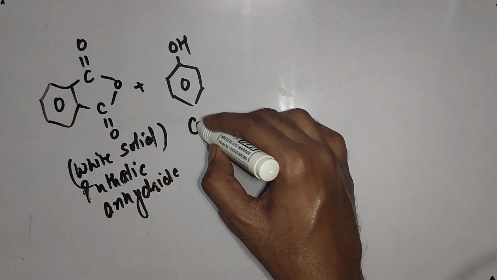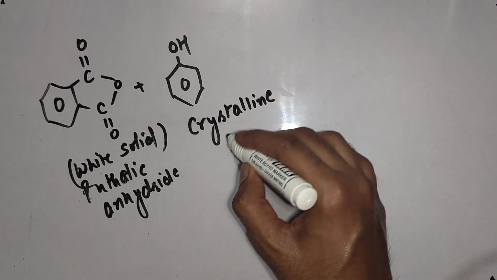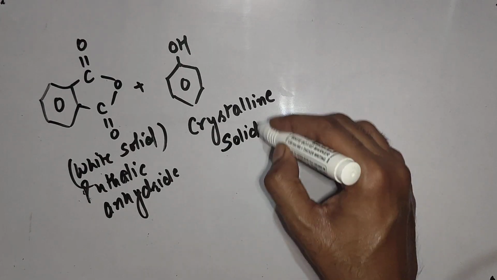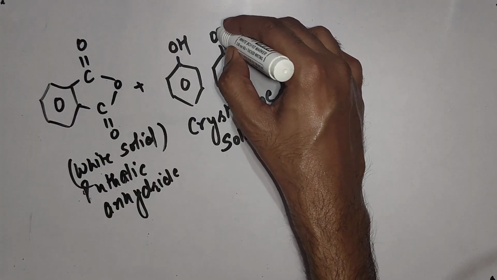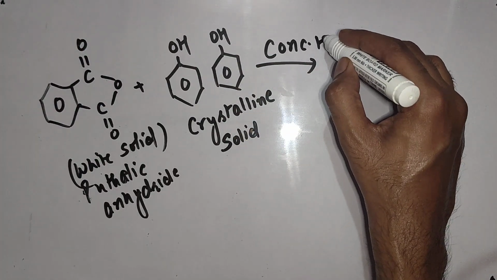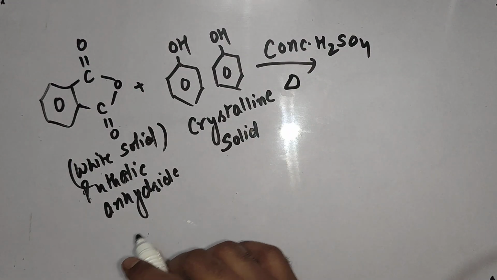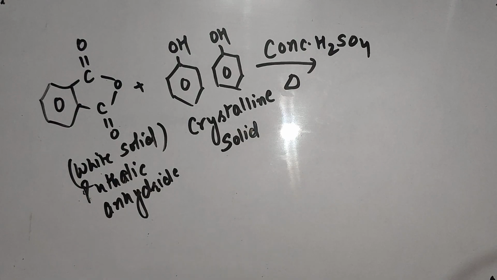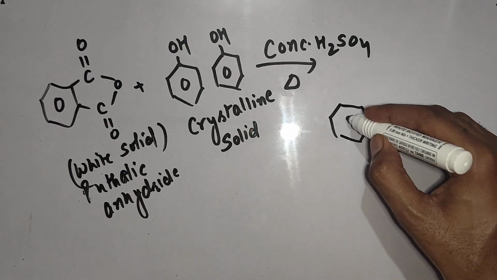This is phenol. You know the nature of it. It's a colorless crystalline solid. In the balanced chemical equation, two particles of phenol will be utilized. In the presence of colorless concentrated sulfuric acid, we are going to perform this reaction. When you add these three chemicals and heat them, this compound will be generated.